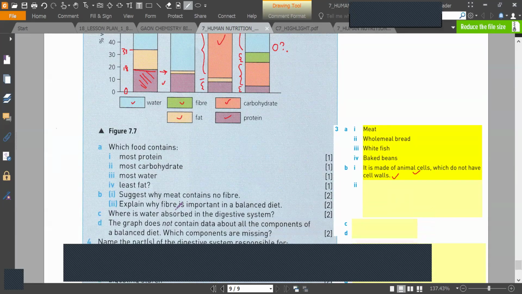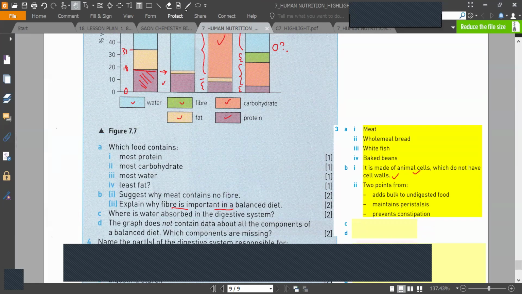Explain why fiber is important in a balanced diet. Why is fiber important? We know that it adds bulk to undigested food, maintains peristalsis, the movement of food in the intestine, and prevents constipation.